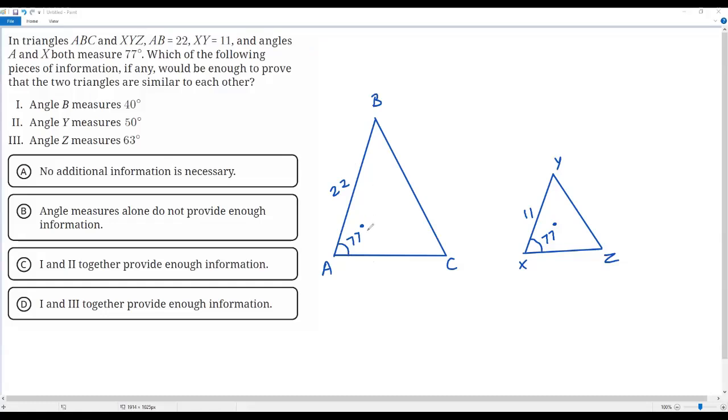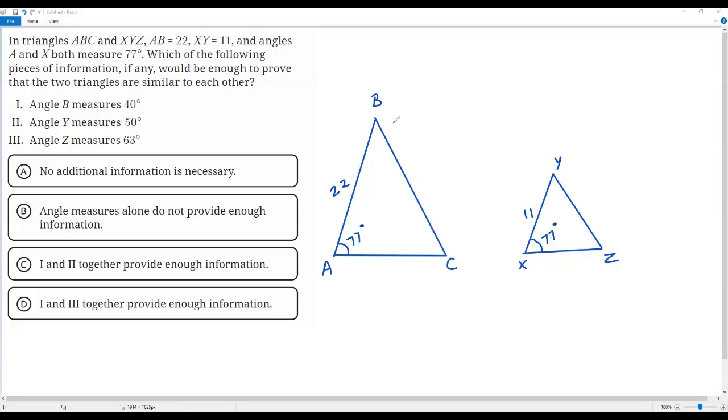Okay, so now can I prove the two triangles ABC and XYZ on the screen are similar with the information we have? No, I cannot, because here I know only one angle measure in the first triangle and one in the second triangle. If I knew two angle measures in the first triangle and two in the second, and they were congruent, by the angle similarity postulate I could say the two triangles are similar. But I don't have two angle measures in each triangle.